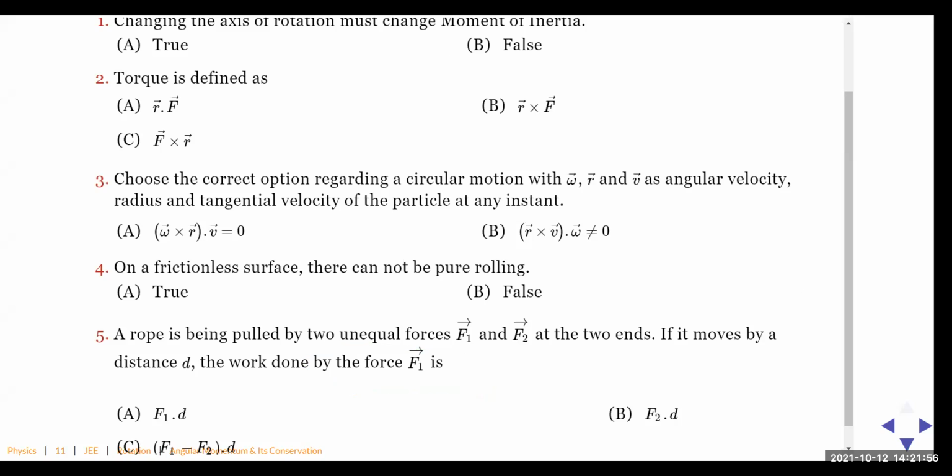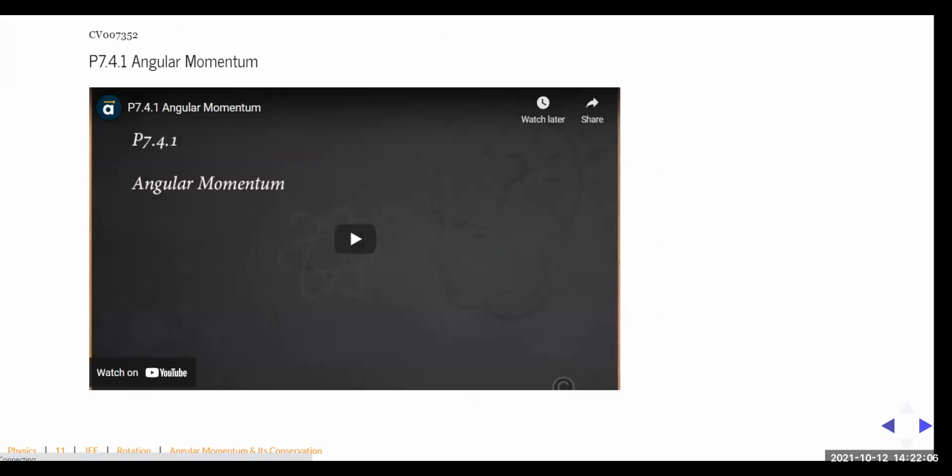Got it? So I hope all of you got this. Raise your hand. All of you got this? Okay, chalo. Awesome. Right? So let us talk about the concept of angular momentum first.